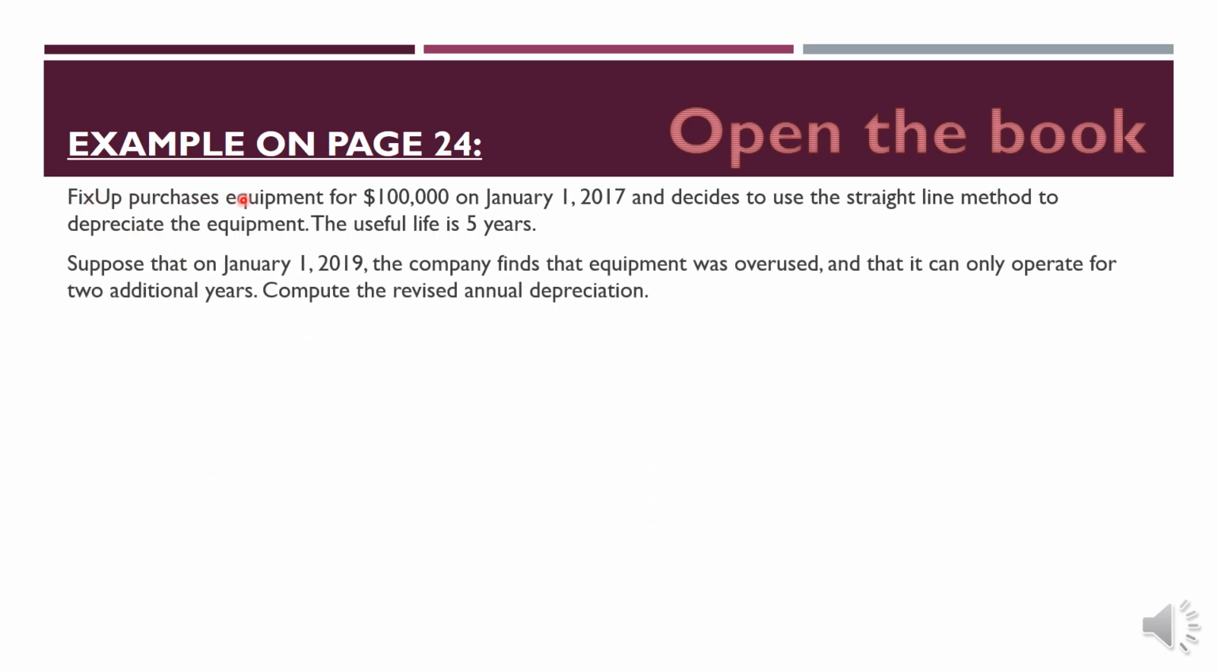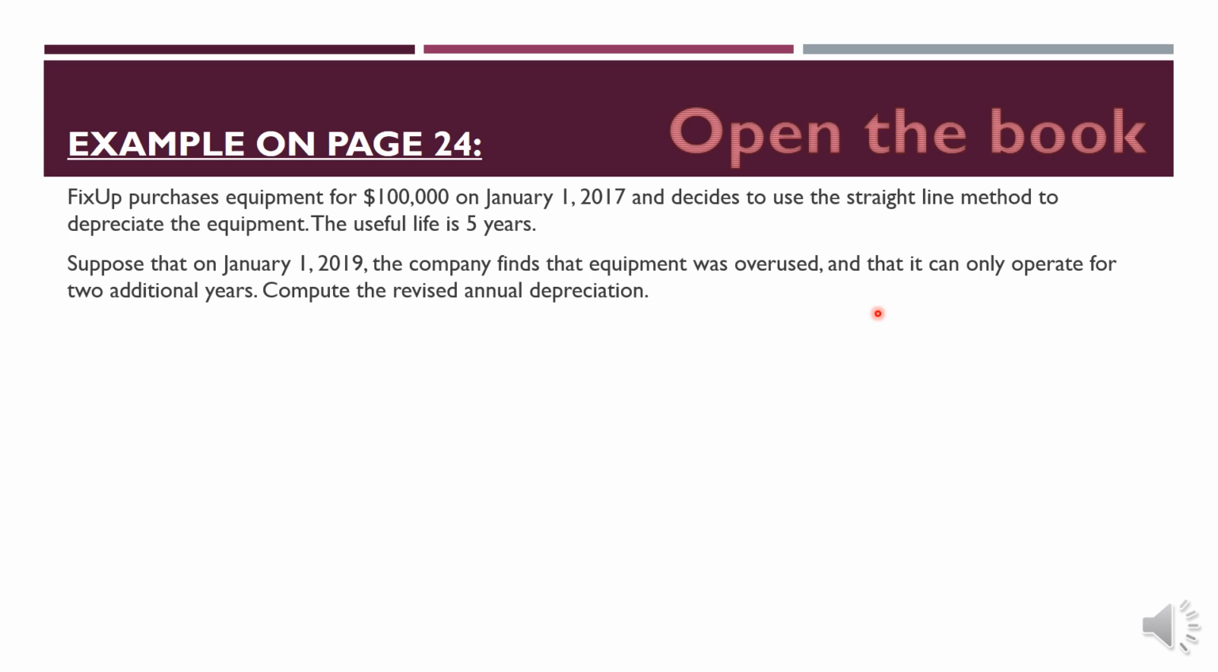FixUp purchases an equipment for $100,000 on January 1, 2017 and decides to use the straight line method to depreciate the equipment. The useful life is 5 years. Suppose that on January 1, 2019, the company finds that the equipment was overused and that it can only operate for 2 additional years. Compute the revised annual depreciation.